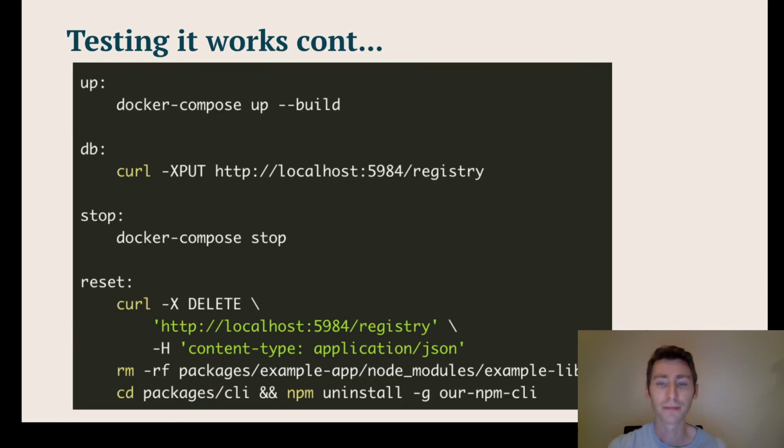So lastly, to test it works, we're going to update the rest of our makefile to also remove the package installed and uninstall the global binary commands. So the final makefile looks like this. You can see inside the reset, we've included the global installs.